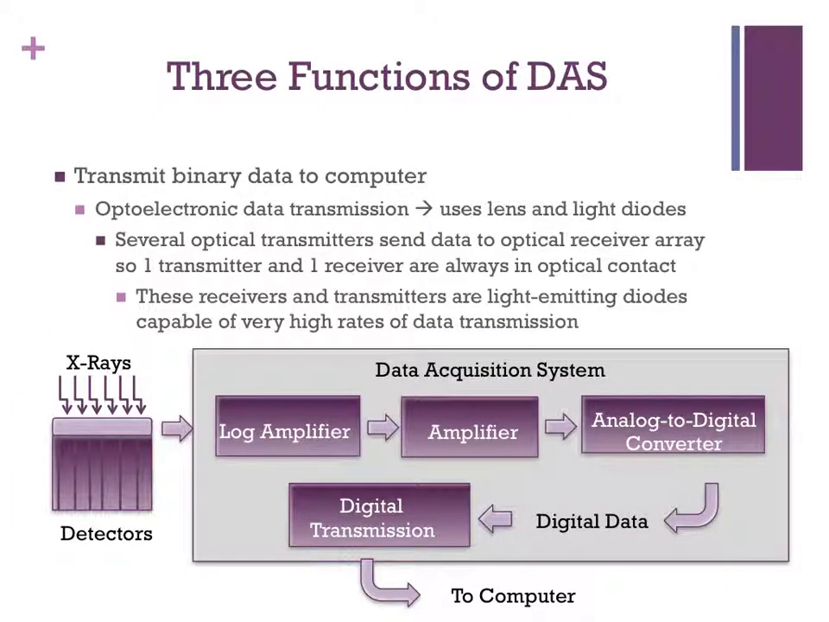The final step performed by the data acquisition system is data transmission to the computer. The CT manufacturers have introduced optoelectronic data transmission schemes for this purpose because of the continuous rotation of the tube or the detector arc and the large amounts of data generated. Optoelectric just means that it uses lenses and light diodes to facilitate the data transmission. Several optical transmitters send the data to the optical receiver arrays so that at least one transmitter and one receiver array are always in optical contact.